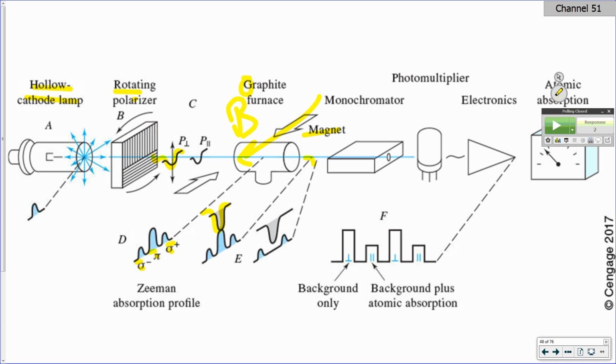If it's unpolarized, not in a magnetic field, it won't absorb there. So you have a correction based on that where you can look at a background versus the background plus the atomic absorption, and you can correct for the things that are due to just your atoms that interact with that magnetic field in that particular way.